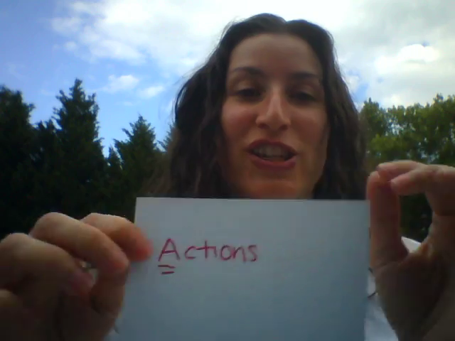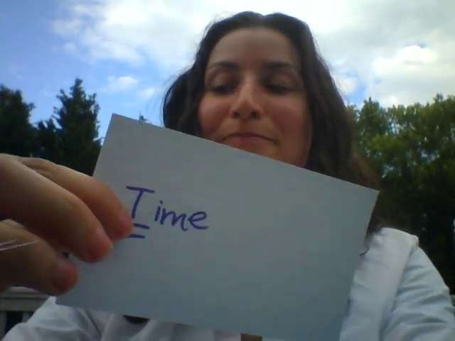what they look like. First of all, OATS is an acronym. Objectives, actions, time, and schedule.